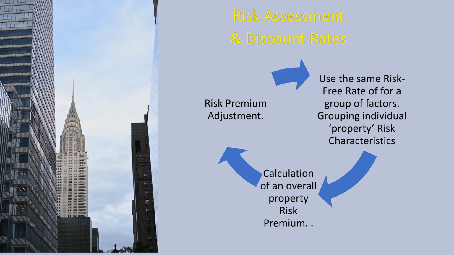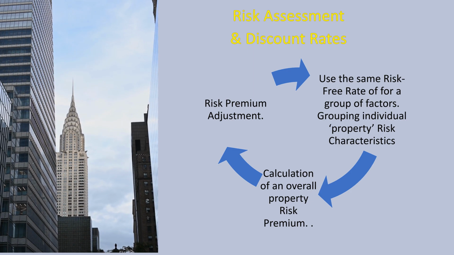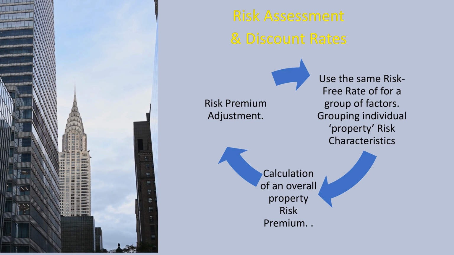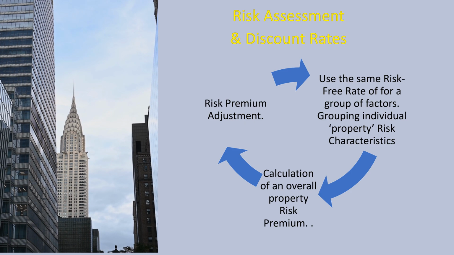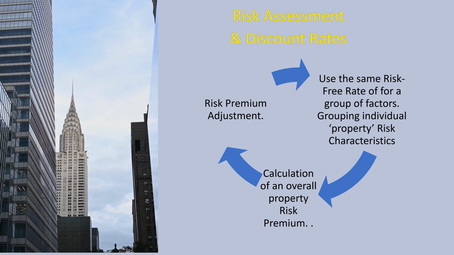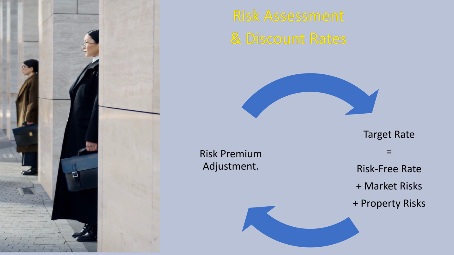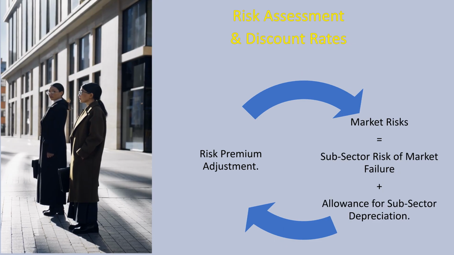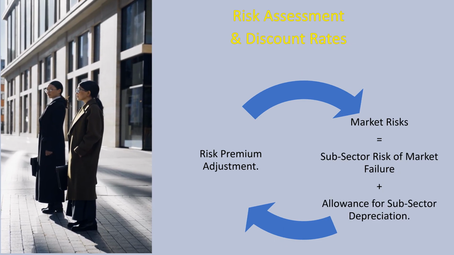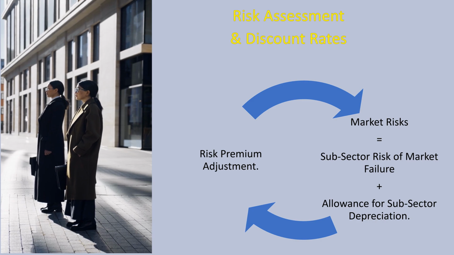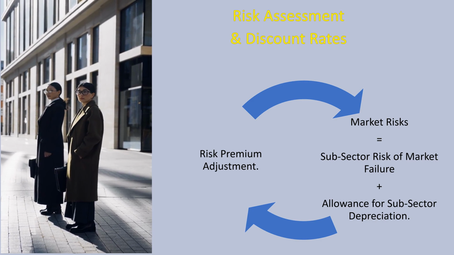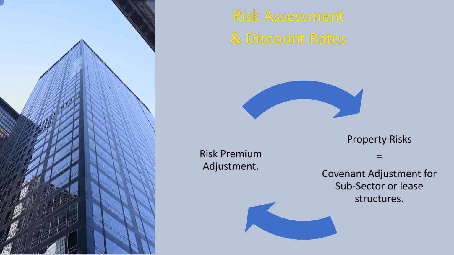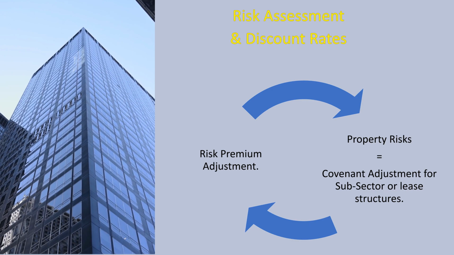This approach to grouping individual property risk characteristics, for example properties with similar covenant risks or lease structures, is less time-consuming than identifying a risk premium for each factor. The equation is: target rate equals risk-free rate plus market risks plus property risks, where market risks equals subsector risk of market failure, liquidity, poor rental or yield performance plus allowance for subsector depreciation, and property risks equals covenant adjustment for subsector or lease structures.